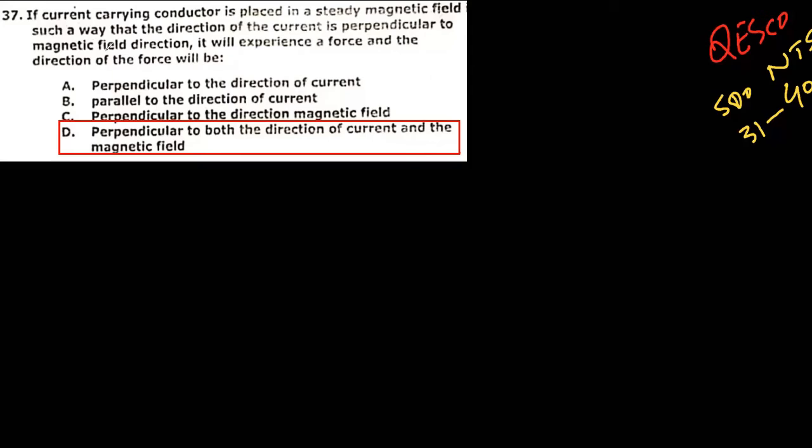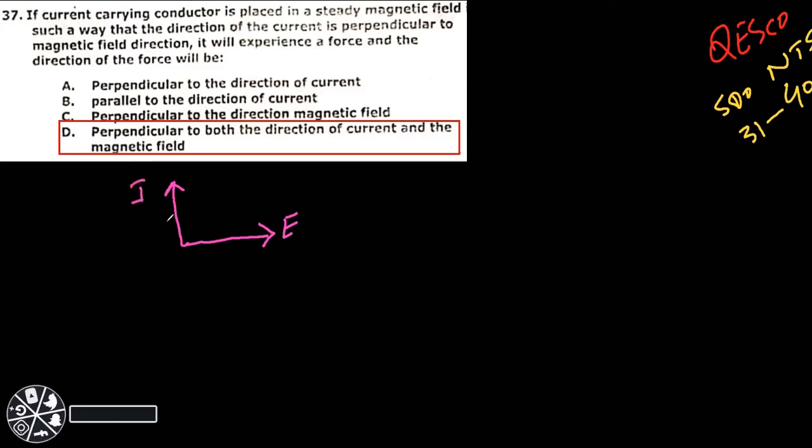Okay, next question is, if a current carrying conductor is placed in a steady magnetic field in such a way that the direction of the current is perpendicular to the magnetic field direction, it will exert a force, and the direction of the force will be perpendicular to the direction of current and perpendicular to the direction of magnetic field. Actually the force will depend on both the direction of current and magnetic field. If the magnetic field is in this direction, then the current will be in this direction and the force will be in this direction. So all these three components are perpendicular to each other.